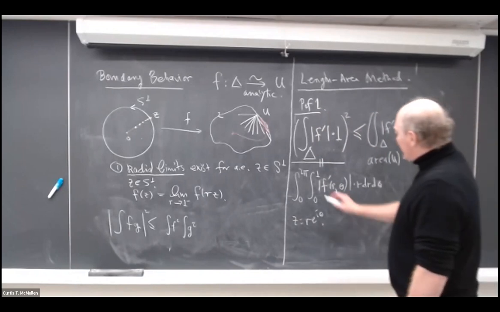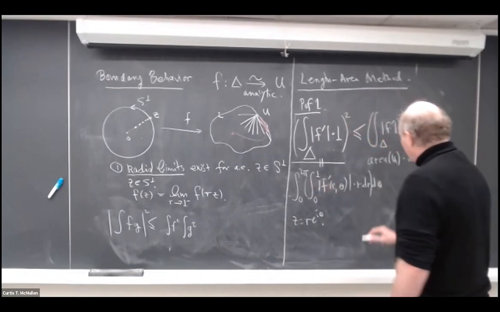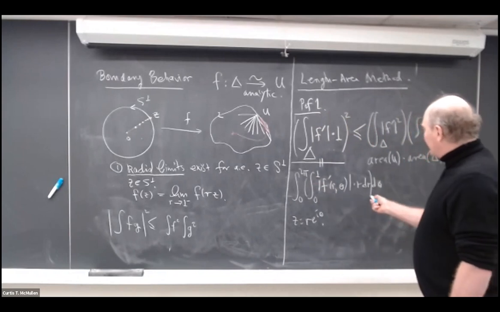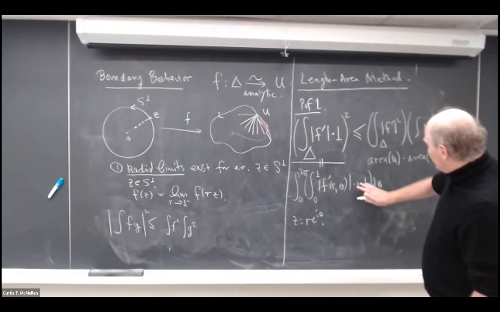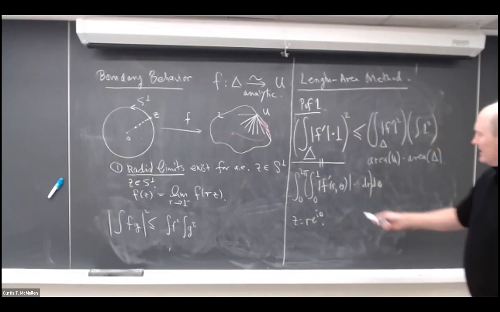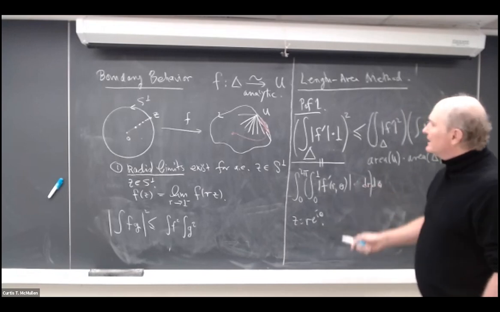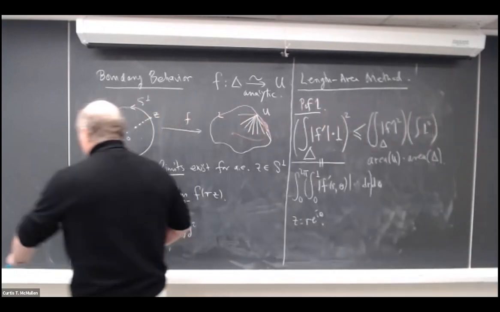Okay, now let's imagine that we fix theta. What does this quantity here represent? Well, if it weren't for this r, let's pretend the r is not there for the moment. This is the integral of f prime along a radius. What does that tell us?